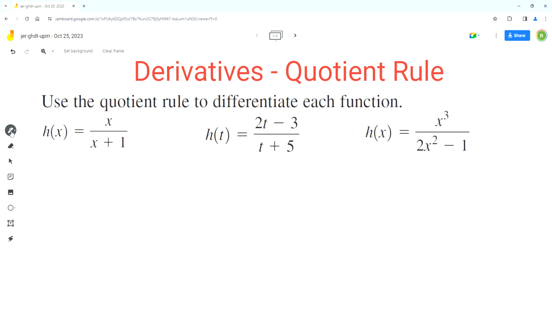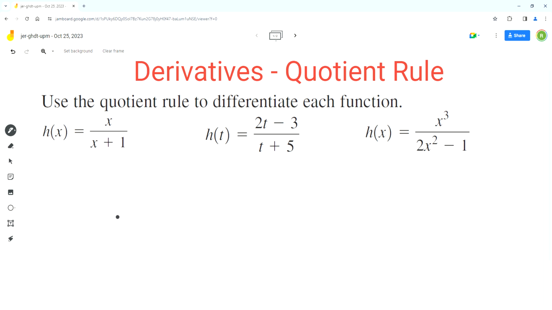So in this video, we'll find the derivative of these functions using the quotient rule. Now the reason why we want to use the quotient rule for these functions is because these are rational functions and they have the variable in the denominator.